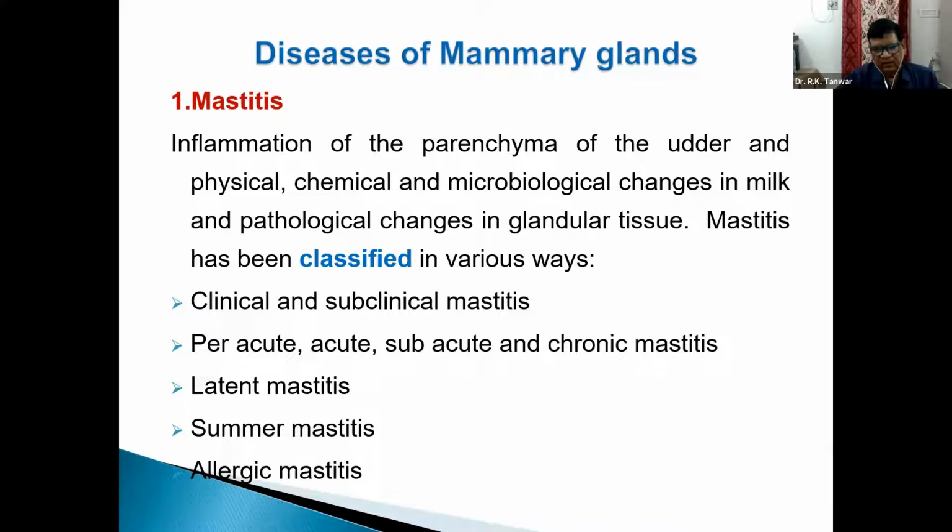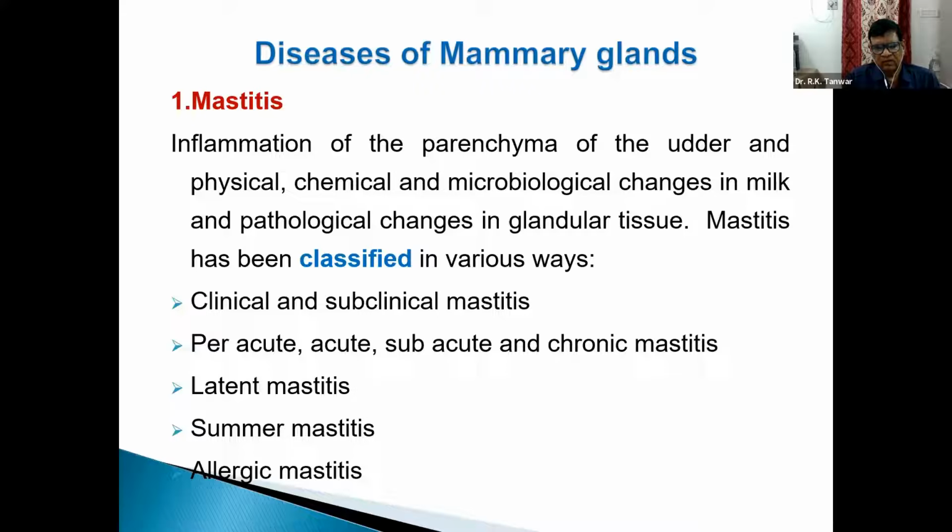It has been classified in various ways. In various books you will find that there are two types of mastitis, clinical and subclinical. The difference is that in clinical mastitis, the symptoms are clearly visible to the eye: there is swelling of the udder, it is hot and painful. But in subclinical mastitis, only one sign is present, that is, a decrease in production.